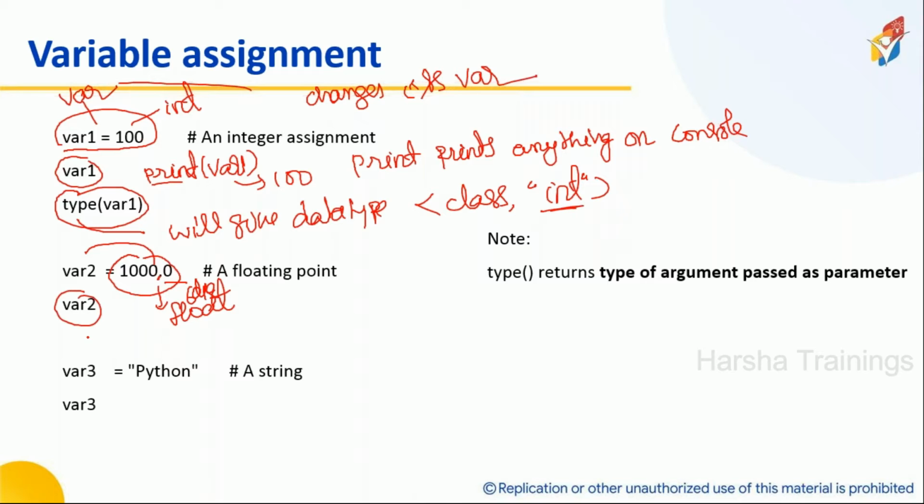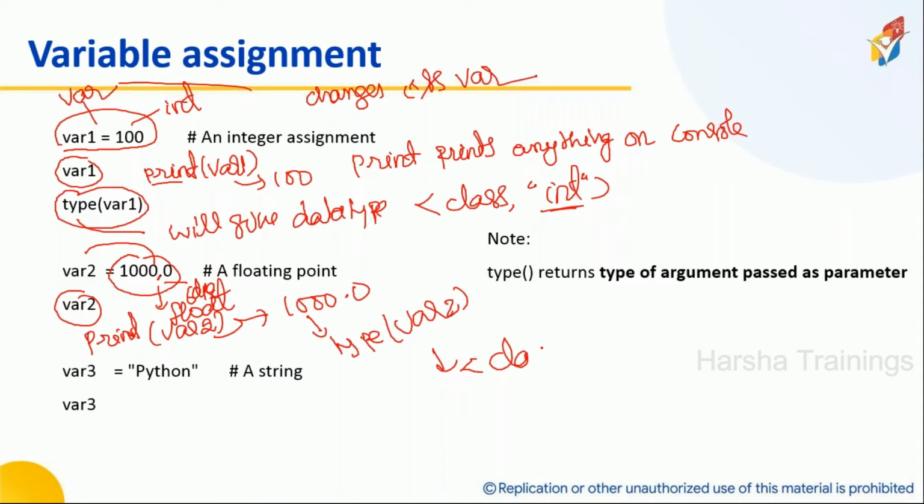If I want to print it, what will I do? Print of variable 2. This p is a small p. All functions are in small case. It is going to print the value as 1000.0. For example, if I type type of variable 2, it is going to print class, comma, float. That means variable 2 is of type float.